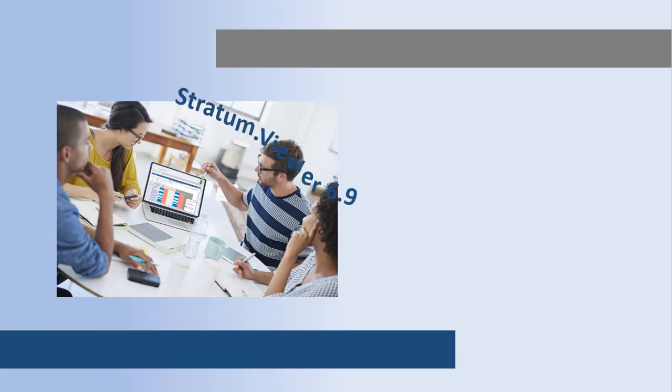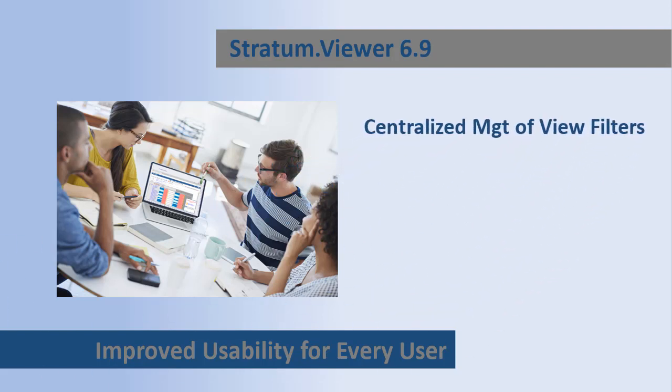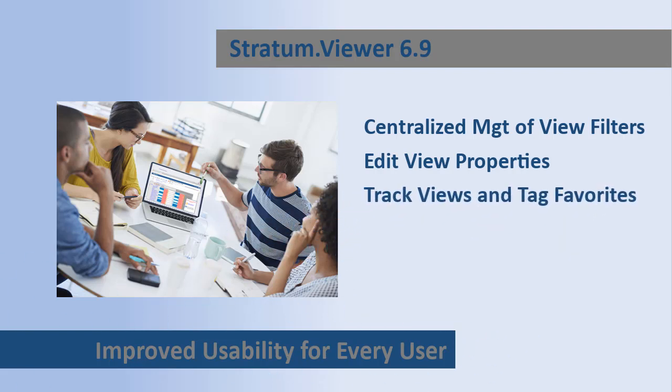Version 6.9 of Stratum.Viewer is the result of Silvon's plan to improve viewers' usability, making it more intuitive so every user, regardless of their level, can find value and use Stratum. In version 6.5, it was the filter window for centralized management of all filters in a view. In 6.6, we gave you the new display options window to edit many view properties at once. 6.7 allowed you to track views and tag them as favorites within the new Favorite and Recently Used Views window.